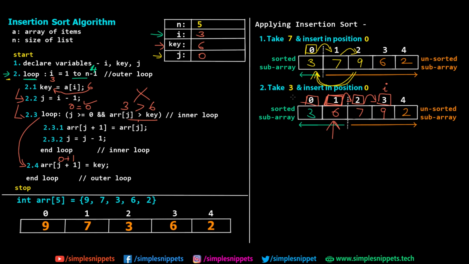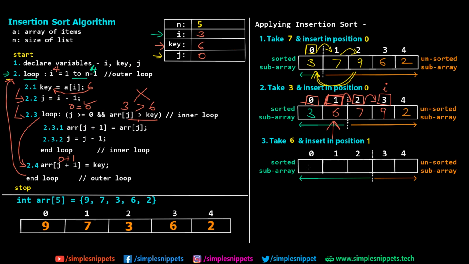So after step number 3, that is after the outer loop executes 3 times, we come back to the top. Now i will become 4. So this is the last iteration. After that, we will have 3, 6, 7 in the sorted subarray, and we will have 9 and 2 in the unsorted subarray. Since i has now become 4, we are going to execute it one last time.